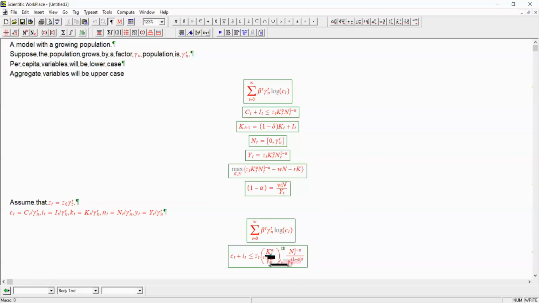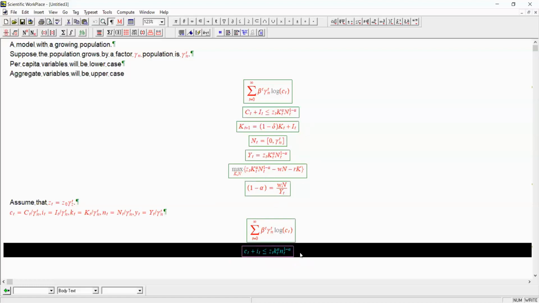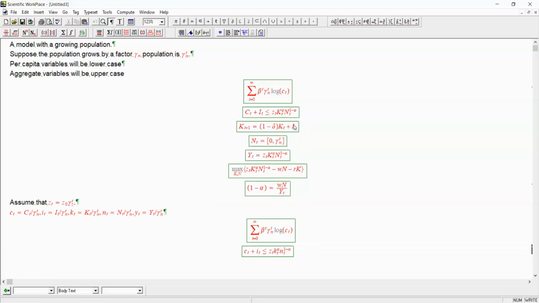We can extract alpha from here, as it's a common power, and we can extract 1 minus alpha from here, as it is also a common power. And now we can see this is little k_t, and this is little n_t. So we're able to do this modification of turning the feasibility constraint into per capita terms with very little difficulty.